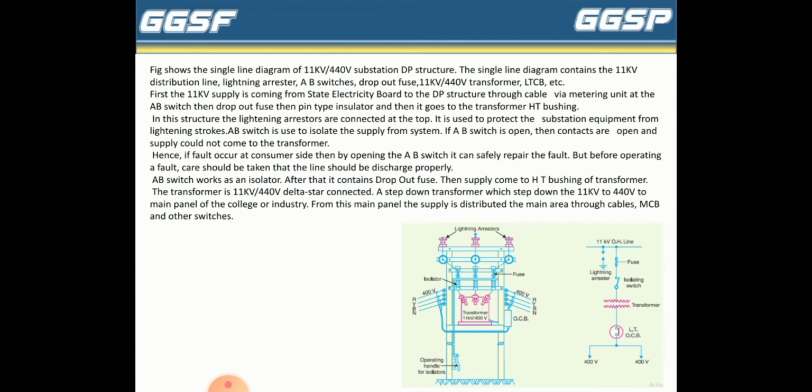The transformer is 11 kV 400 volt, 440 volt delta star connected, a step down transformer which steps down the 11 kV to 440 volt to the main panel of the college or industry. From this main panel, the supply is distributed to the main area through cables, MCB and other switches.